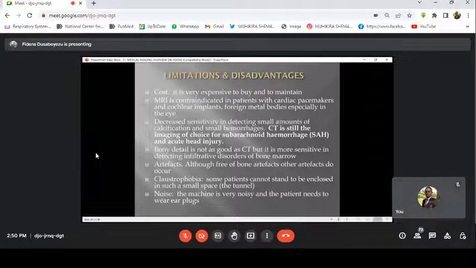Something else as a limitation, it is decreased sensitivity in detecting small amount of calcifications. CT scan is very good in detecting calcification, but MRI, and even small hemorrhages, MRI is not that good. If you are suspecting any hemorrhage or any calcification in the brain or somewhere else, it's better you use CT than MRI.